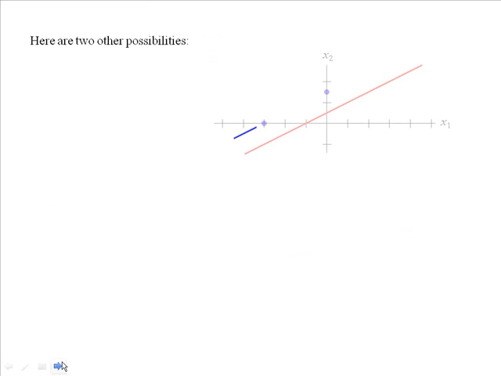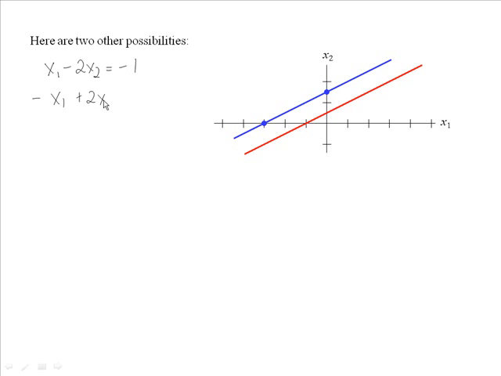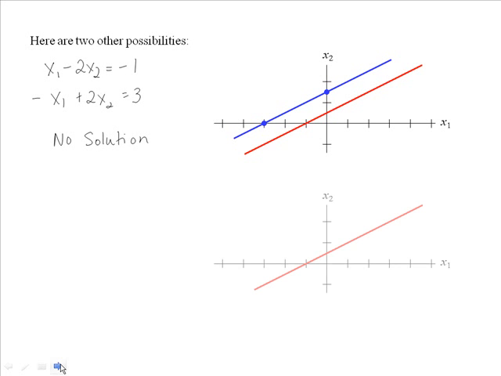Two other possibilities are when we have parallel lines, and here's an example of two equations: x1 minus 2x2 equals negative 1, and negative x1 plus 2x2 equals 3. There is no point of intersection, so there is no solution. Anytime we have a graph with parallel lines, there is no solution.